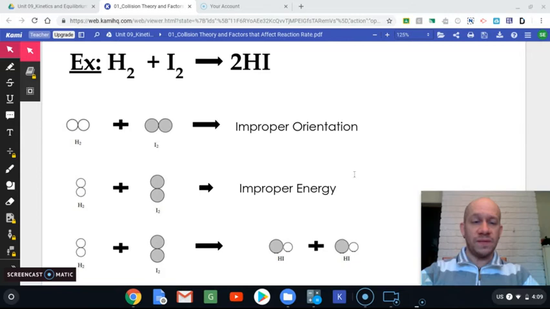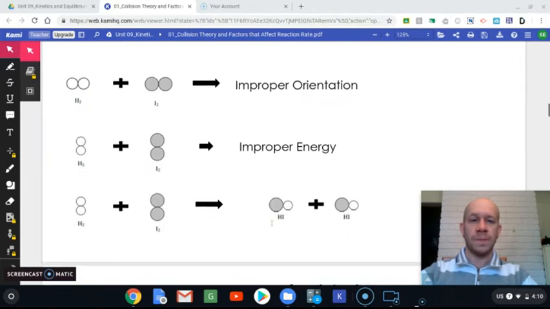So, for example, if I had hydrogen gas and iodide together, this reaction would not occur because they are not aligned properly. They're not in the correct orientation. This reaction will not occur because there's not enough energy for them to create new products. However, this final reaction would occur because not only are they aligned in the correct way, there's enough energy here for the reaction to occur.